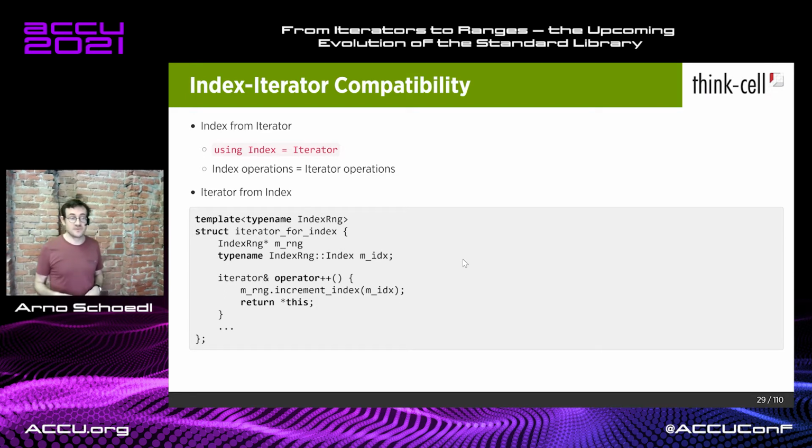The other way around is only a little bit harder. If you have an index and you want to make an iterator out of it, you can always say, well, I'm going to have an iterator that carries around a reference to the range plus the index. And then if you have, say, an operator plus plus, you're going to translate that into a call to the range member function, passing the index to carry out the actual operation. So you can pretty easily go back and forth between these two.